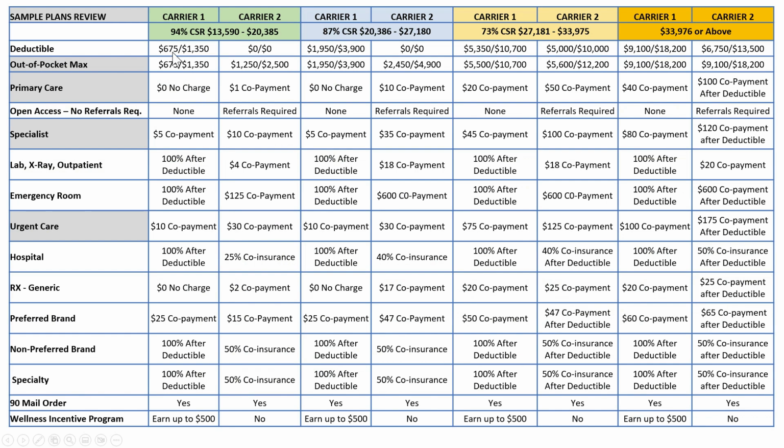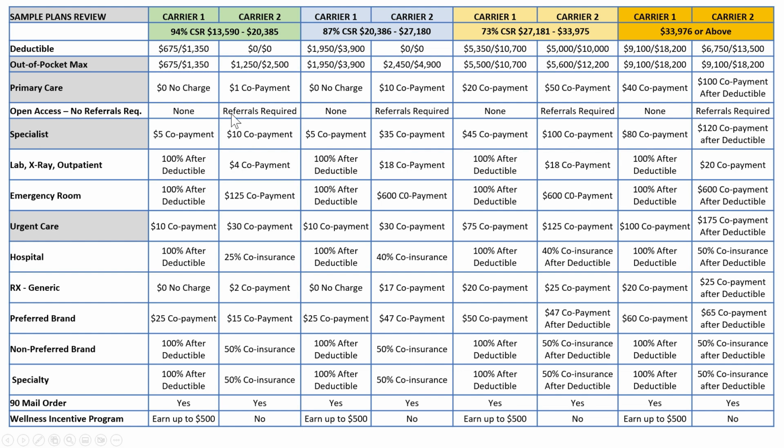So here's a chart to just give you an example on what I just mentioned. We're going to focus here on carrier 1 and carrier 2. So this is an example of two different carriers with somebody that qualified to get a 94% silver plan. So to the left on carrier 1, it has a $675 deductible versus carrier 2 has no deductible. Maximum out of pocket is $675 versus $1,250. Primary is no charge versus $1. This plan does not require referral. This plan does require referral. Specialist is $5 versus specialist is $10.